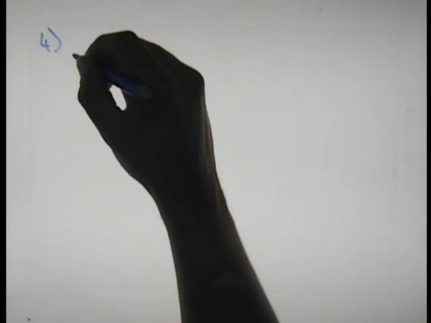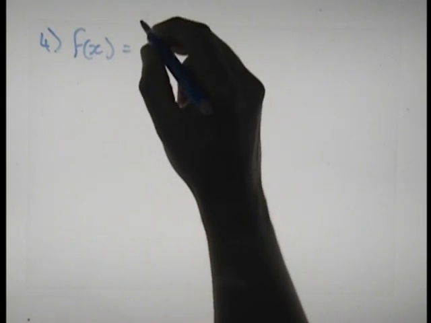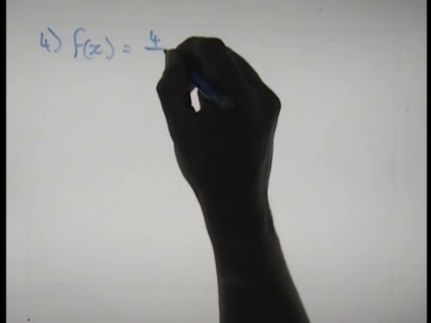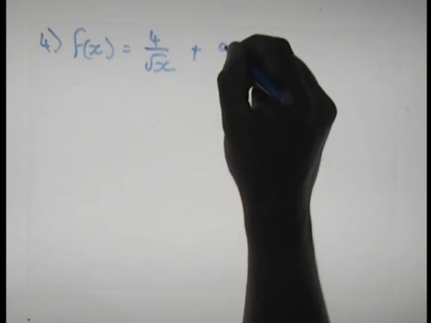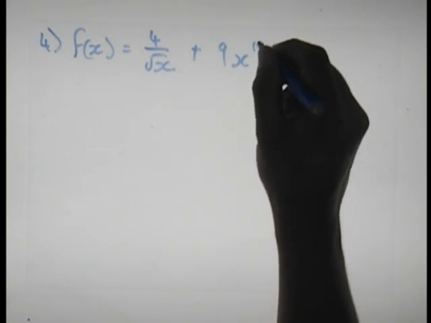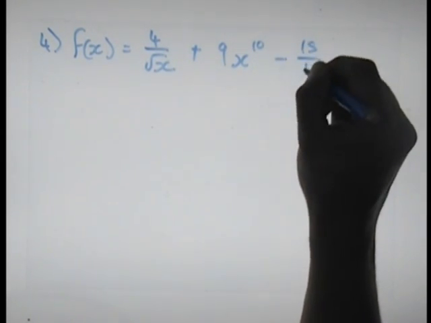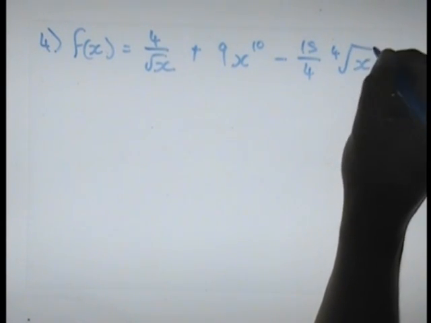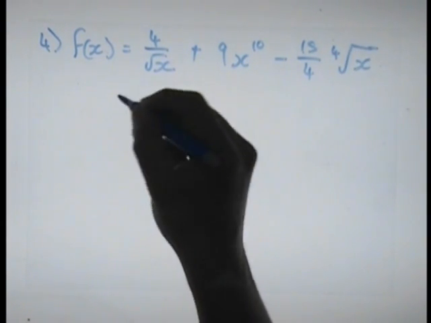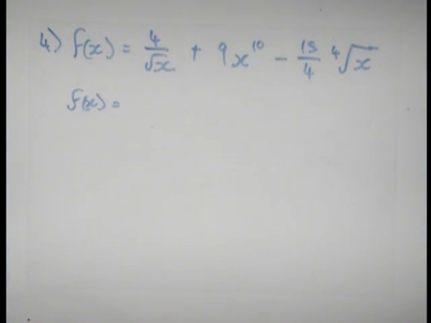Number 4 read f of x is equal to 4 over square root of x plus 9 x to the power 10 minus 15 over 4 times the fourth root of x. Now what I'm going to do is I'm not going to start differentiating just yet.